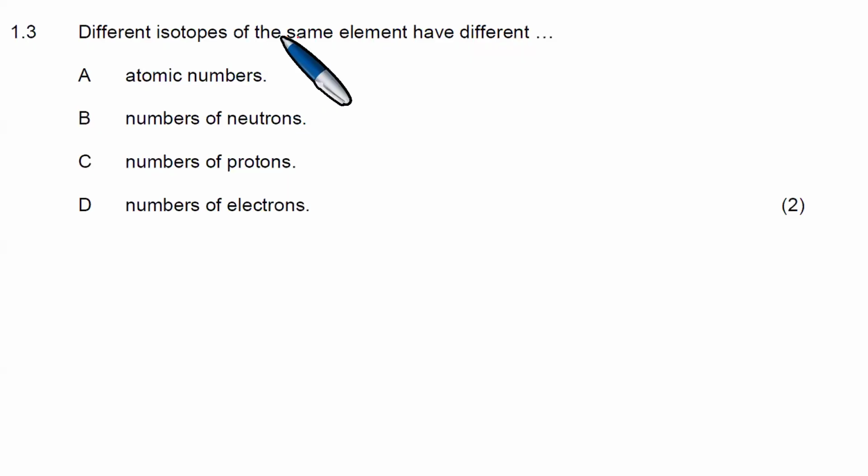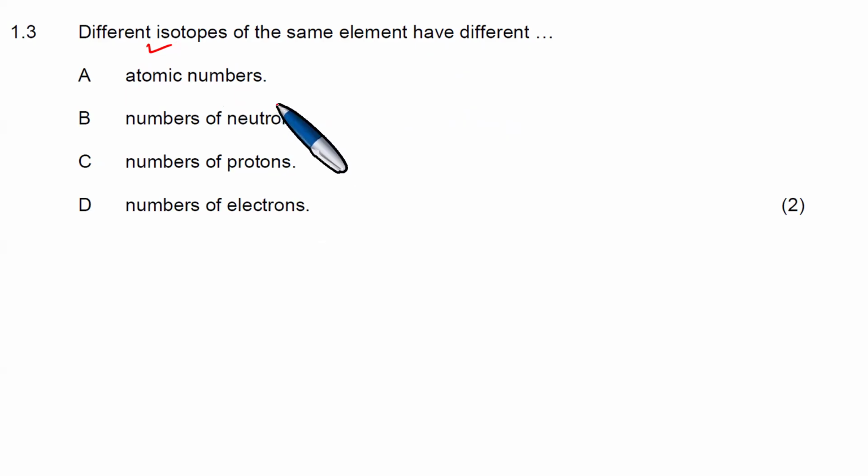Different isotopes of the same element have different what? Different isotopes of the same element have different what? What do you think here? Anyone home? Anyone home? I'm just testing you. What do you think? Okay, we're speaking about different isotopes of the same element have different what?